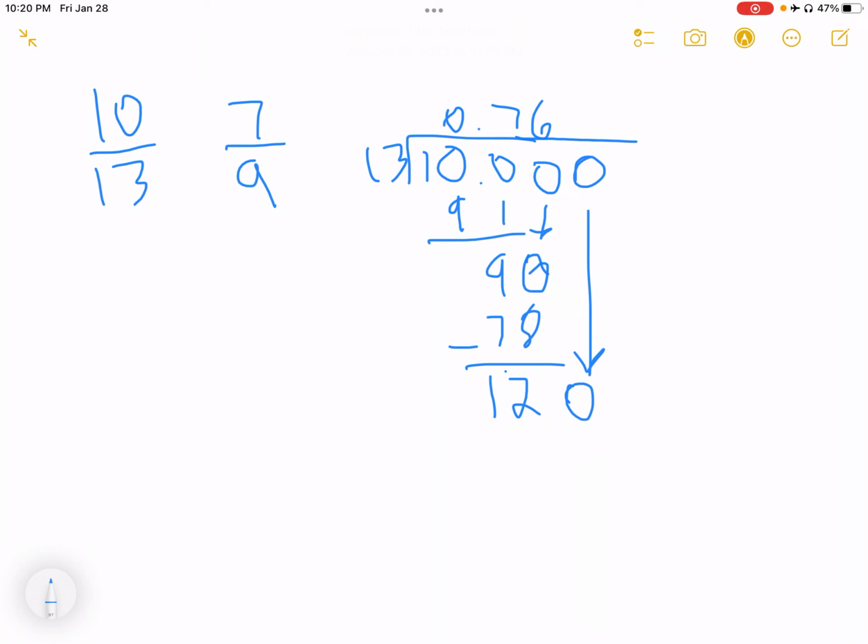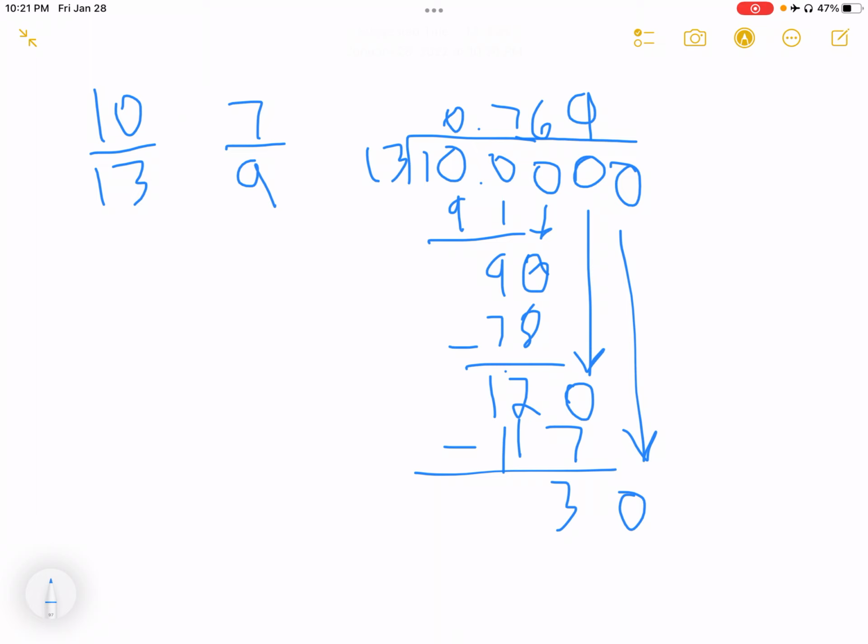And then if we try to put 13 into 120, we find out that we get 9 for that answer. And so then we have to do 9 times 13. Okay, so 9 times 13 would be 117. And we have 3 left over, and you keep repeating this and keep going. Okay, but we'll just stop here. So we have 0.769 for now, and then we'll do 7 divided by 9 right here.